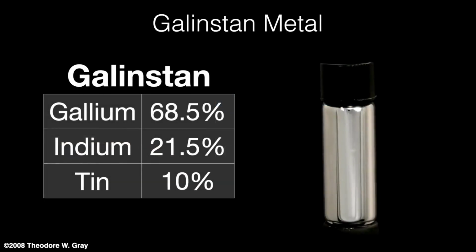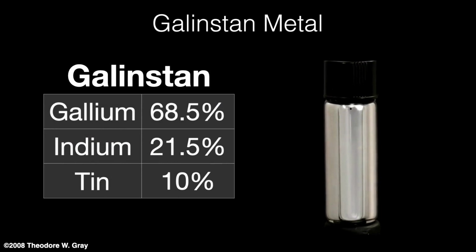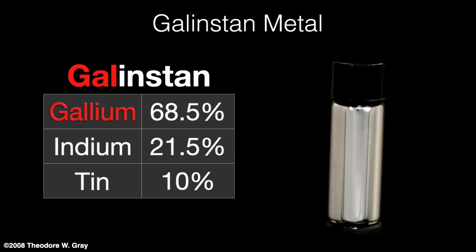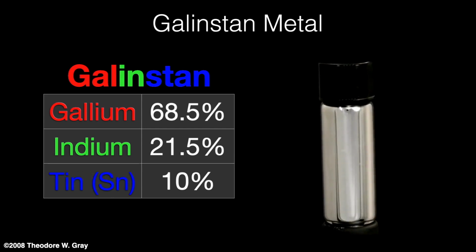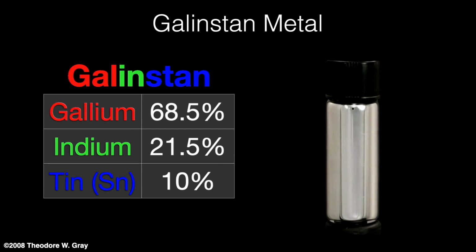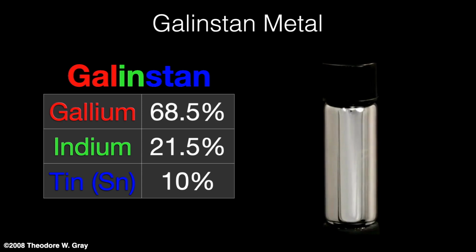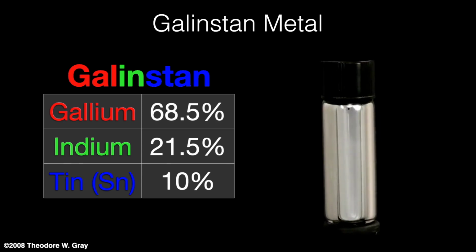An even more impressive example of a low-melting eutectic alloy is Galinstan, which gets its name from its ingredients: gallium, indium, and tin. Remember, the old name for tin was from the Latin stannum, which is the stan in Galinstan. Galinstan is an alloy of 68.5% gallium, 21.5% indium, and 10% tin.